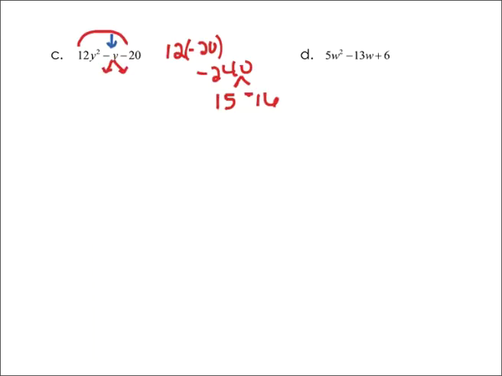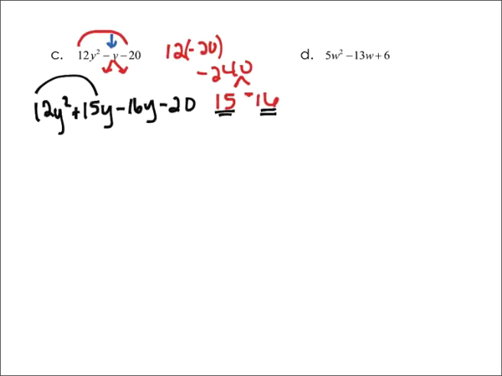I am going to rewrite my trinomial as a 4-term, 12y squared plus 15y, I got that from here, minus 16y, I got that from this other term, minus 20. Now, I'm going to break it up and then look for the GCF in the first two terms. So figure out what can you divide 12 and 15 both by. You can divide them both by 3. They both have a y, and then I'll put my leftovers in the parentheses. 12 divided by 3 is 4, y squared divided by y is y, plus 15y divided by 3y is 5.